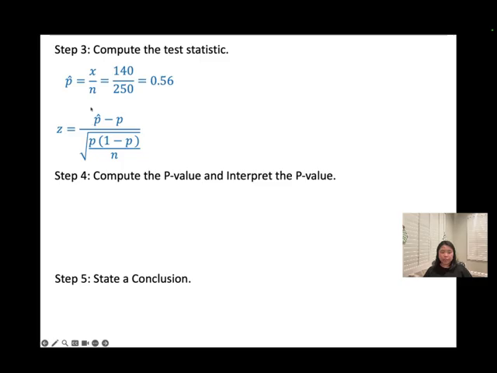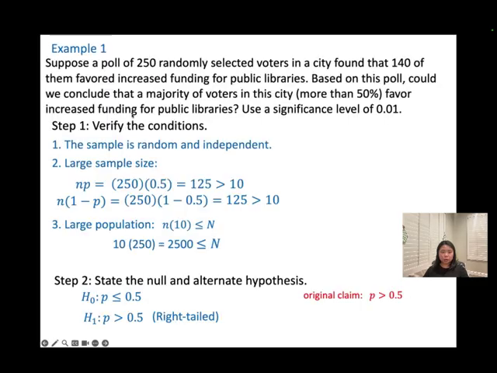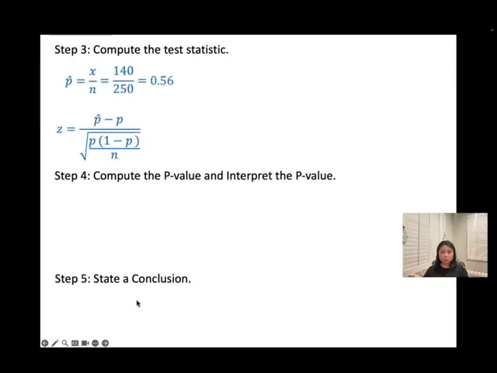Now we have the p-hat, and what is your p? For p, you go back and look at your null hypothesis, which is equal to 0.5. So plug it in. If you use your calculator, make sure you put the parentheses here, the whole thing divided by the square root of the whole thing here. You should get 1.897.